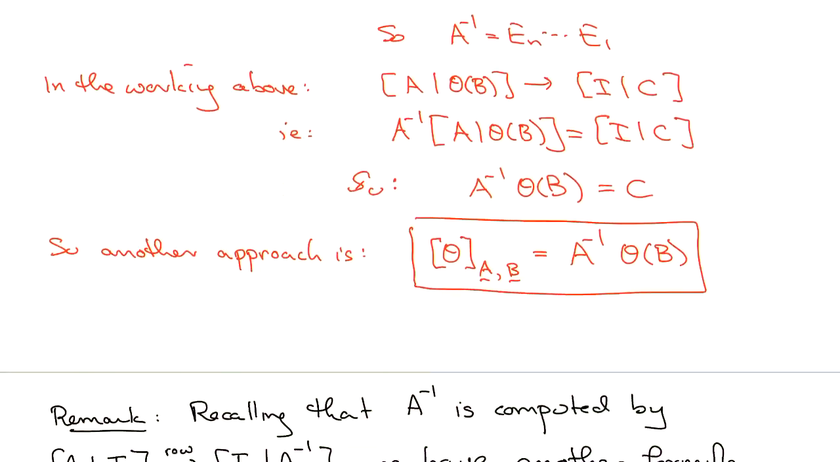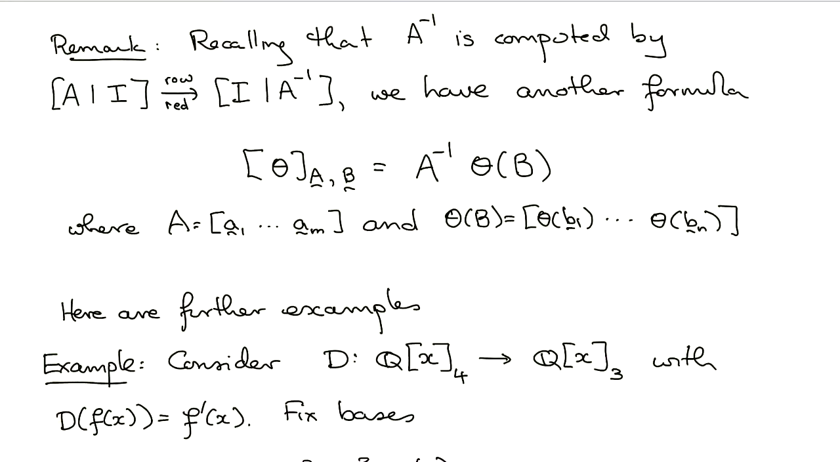Okay, oh, here it is. I think this is what I just explained. Sorry, I should have read this before. So, recalling that A inverse is computed by doing this row operation, we have another formula. There we are. Sorry, that would have been quicker. Good. Yeah, I said the same thing twice.